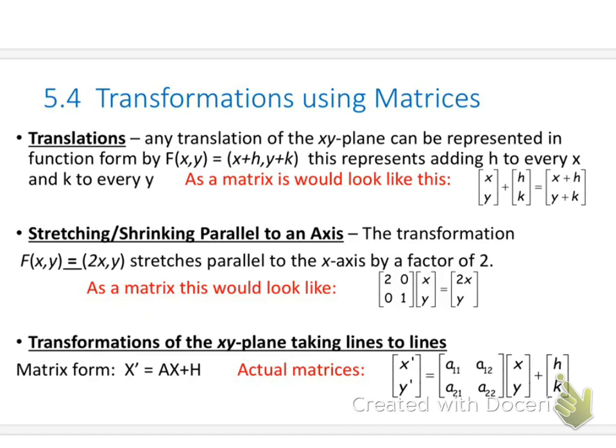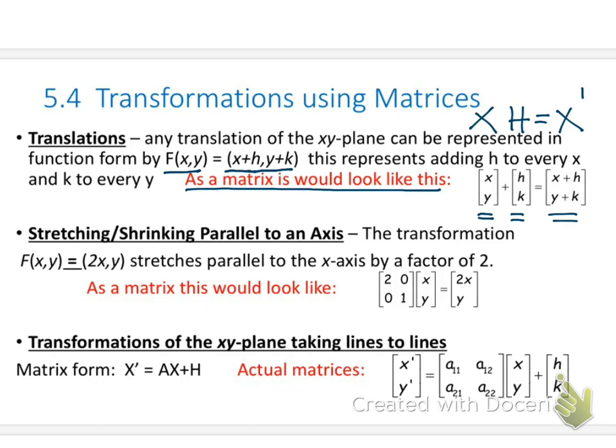You would say f of xy, so the new one, equals the old x plus h and then the old y plus k. So if you're going to do that and you're going to do it as a matrix, this is what it would look like. Here's your old x, here's what you're adding to each component, and here's your new. So a lot of times they'll call the XY matrix just X. They'll call the HK matrix just H. And then the resultant would be H prime.